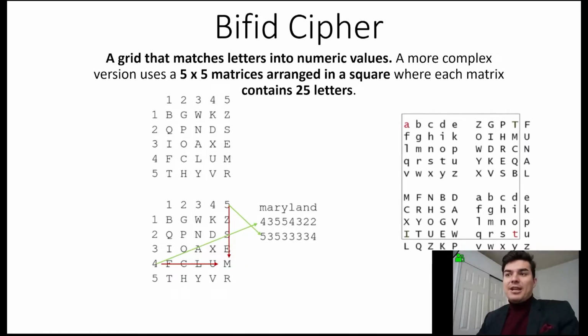The Bifid cipher. It's a grid that matches letters into numeric values. It's a 5 by 5 matrix. So you just need to remember that it matches letters into numeric values and it's a 5 by 5 matrix. If you're interested in learning how that works, you have the two rows here, or the horizontal columns, and the 4 matches the M, and then this lines up with the 5, bringing you down to the M. So they just intersect there at that point, and then that's how you're going to get the ciphertext.